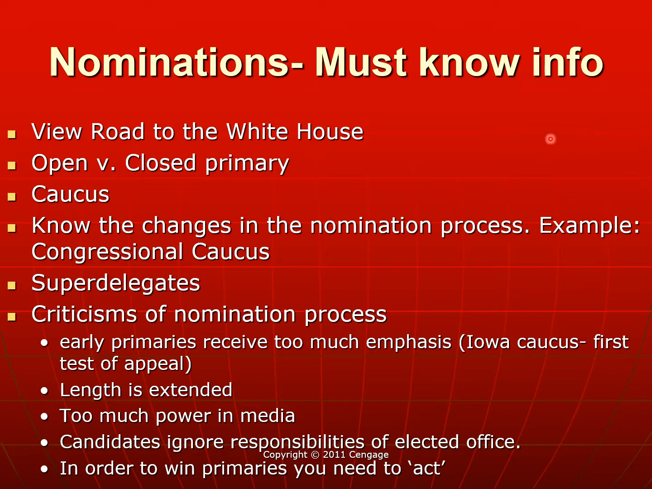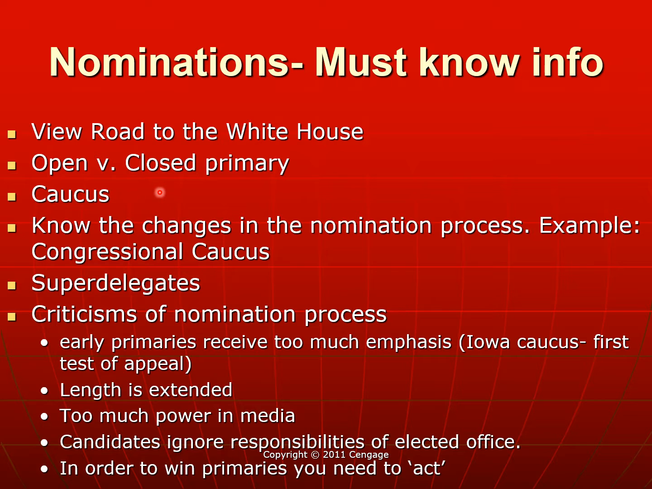Nominations, the must-know information. Please make sure to view the Road to the White House video for assignment 4.08. We have an open versus closed primary. Open primaries is where an independent voter or somebody that is not registered with one of the parties is allowed to vote for whoever they like and get a ballot. Even if you're a Democrat, it's an open ballot. You may vote for a Republican. Closed primary, like we have in Florida: you go in, you have your party preference, and you get the party ballot.